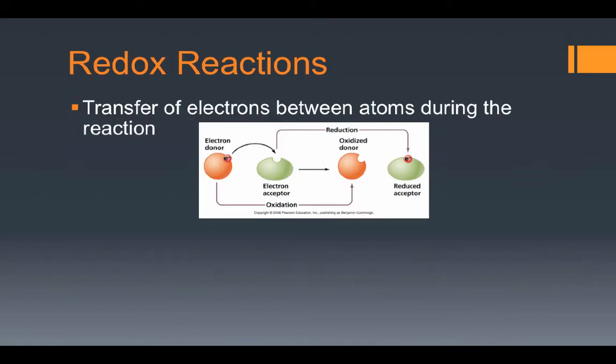As we said a couple times now, a redox reaction is the transfer of electrons between atoms during the reaction. We always have an electron donor and an electron acceptor, and that defines what chemical is being oxidized and what chemical is being reduced.